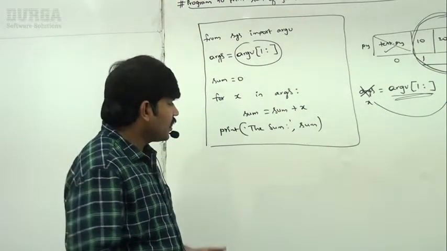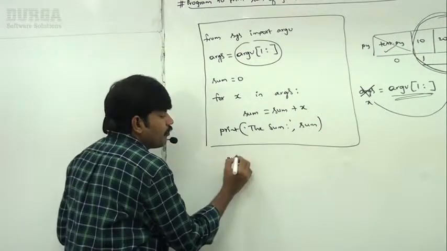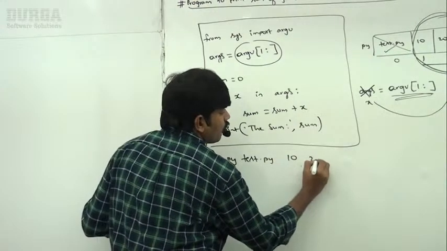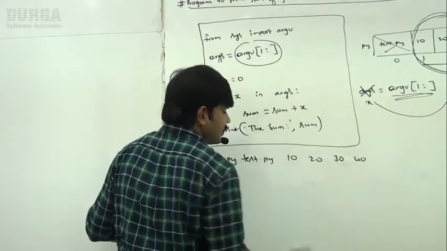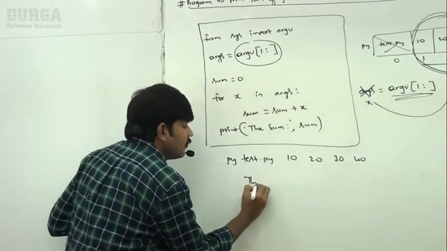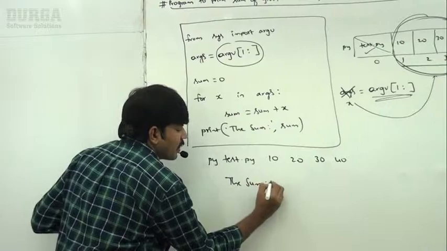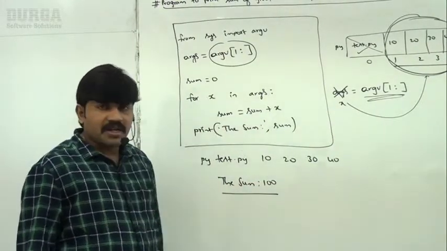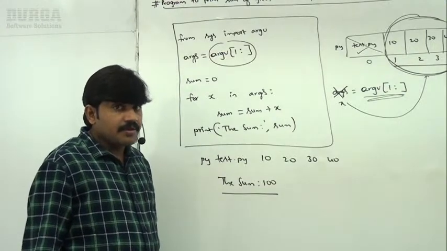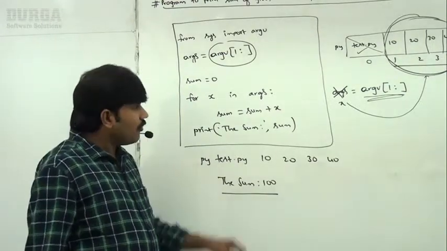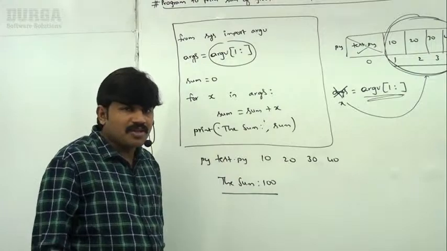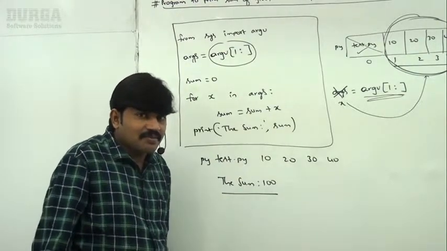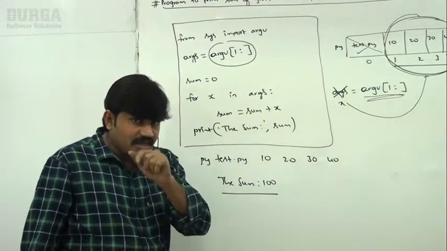If I pass py test.py 10, 20, 30, 40, can I get the sum as 100 or not? Is it possible or not? Is this code going to work or not? Take very special care. Everything is going to work, but a small syntactical mistake we are making. What is that mistake?